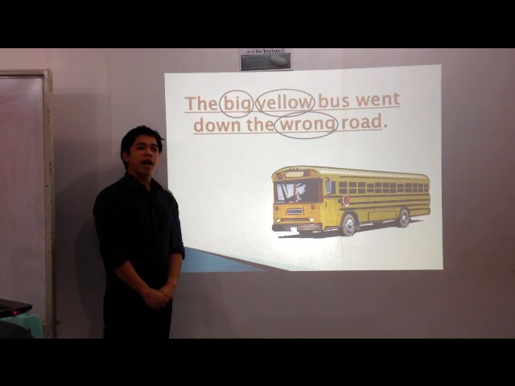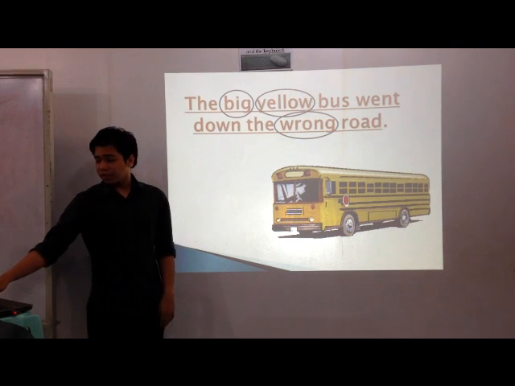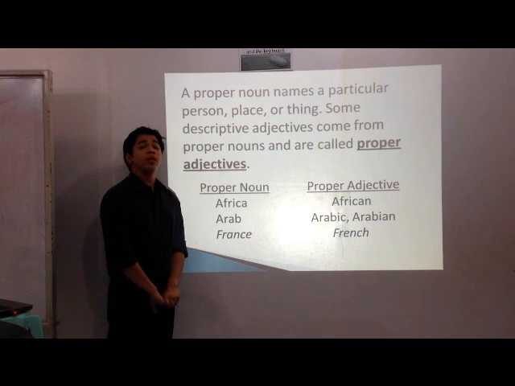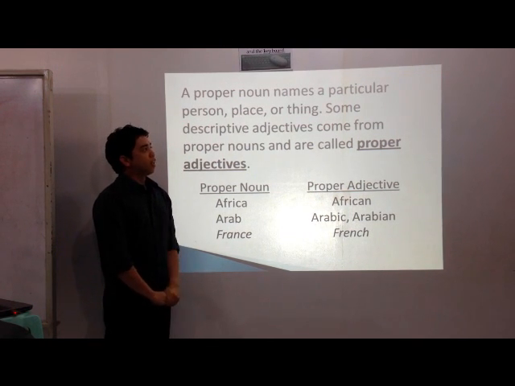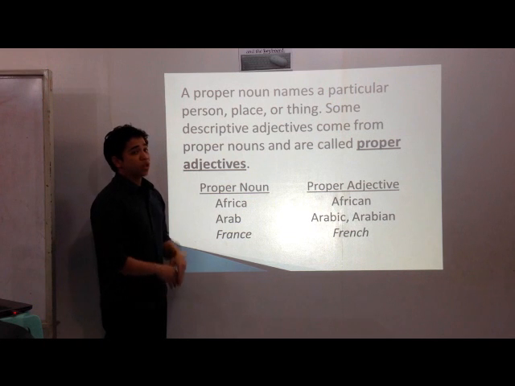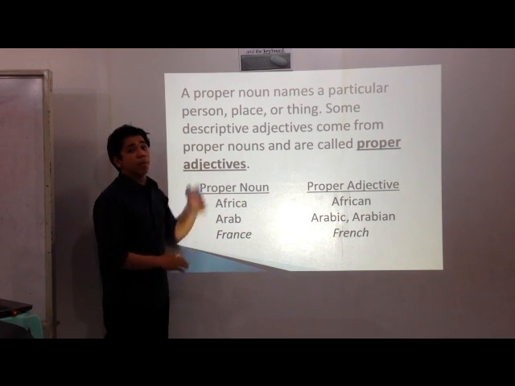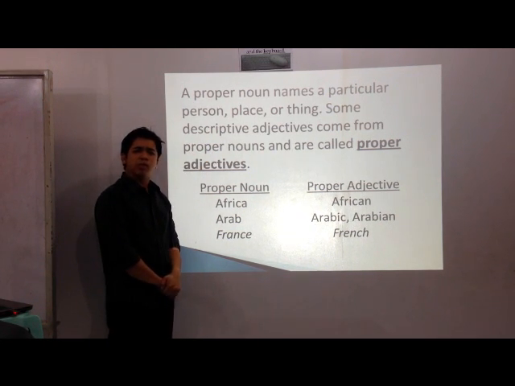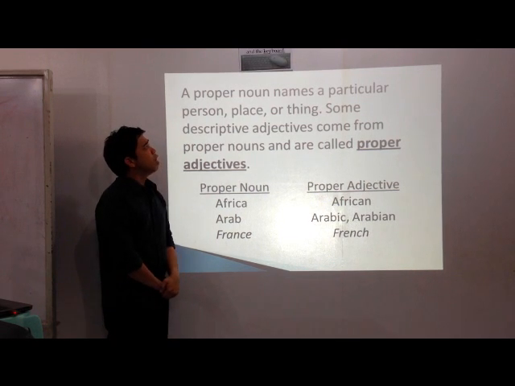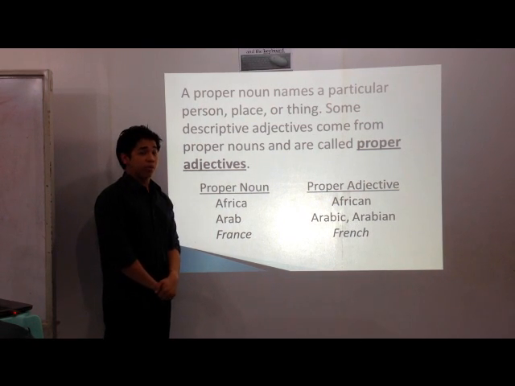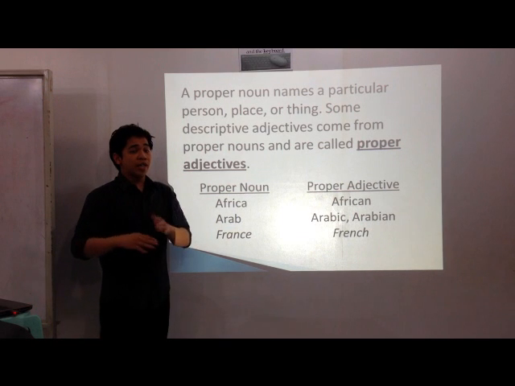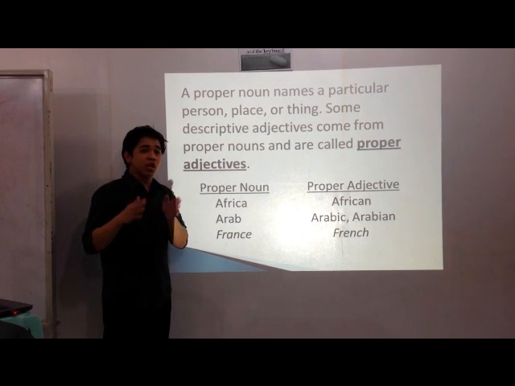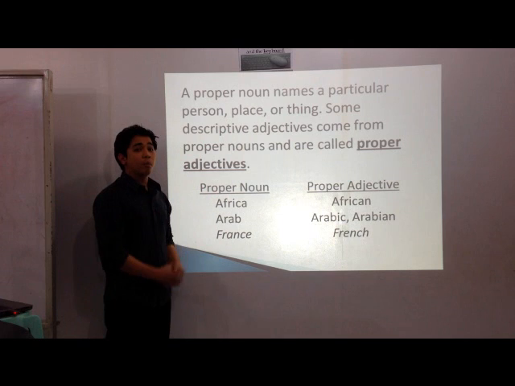Next kind of adjective is what you call the adjectives which are proper, or commonly known as proper adjectives. Proper adjectives are the descriptive adjectives that come from proper nouns. Now, what are proper nouns? If you could still remember, a proper noun names a particular place, person, or thing. And of course, if there are proper nouns, there are also proper adjectives. And these proper adjectives are the descriptive adjectives that come from proper nouns.